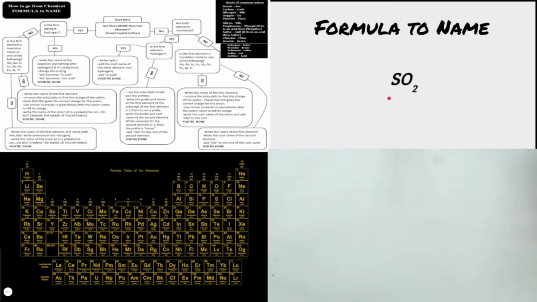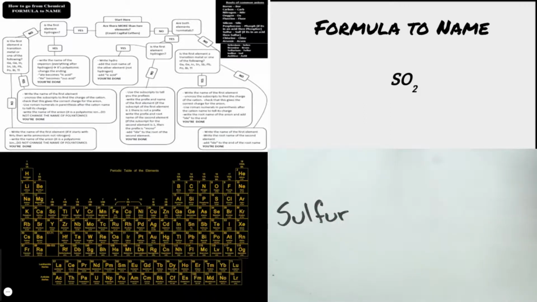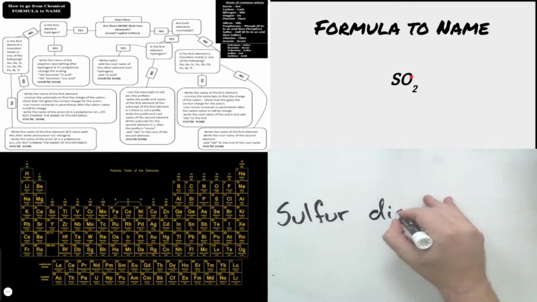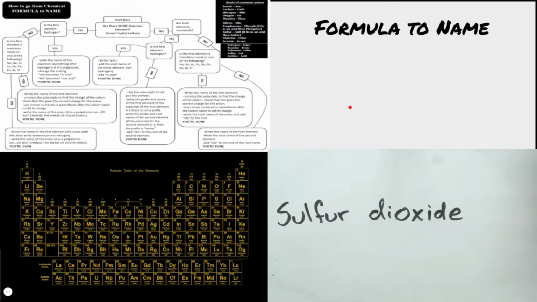All right, so I have SO2. Are there more than 2 elements? No. They're both nonmetals? Yes. Is the first one hydrogen? No. So I write sulfur, and then 2 means di, and oxygen's root is ox, and then I add IDE, sulfur dioxide. Okay, not all that complicated, and you can follow through all of the flowchart rules to get there. All right, let's move on.